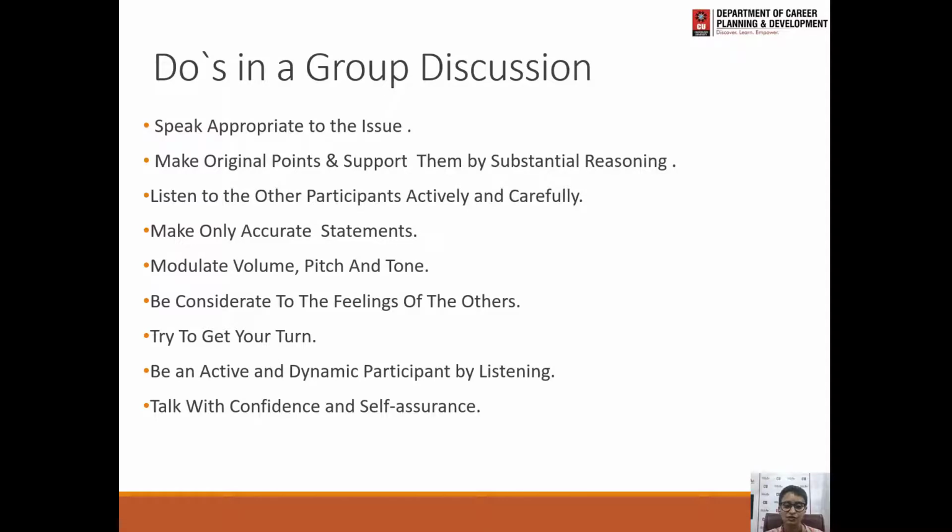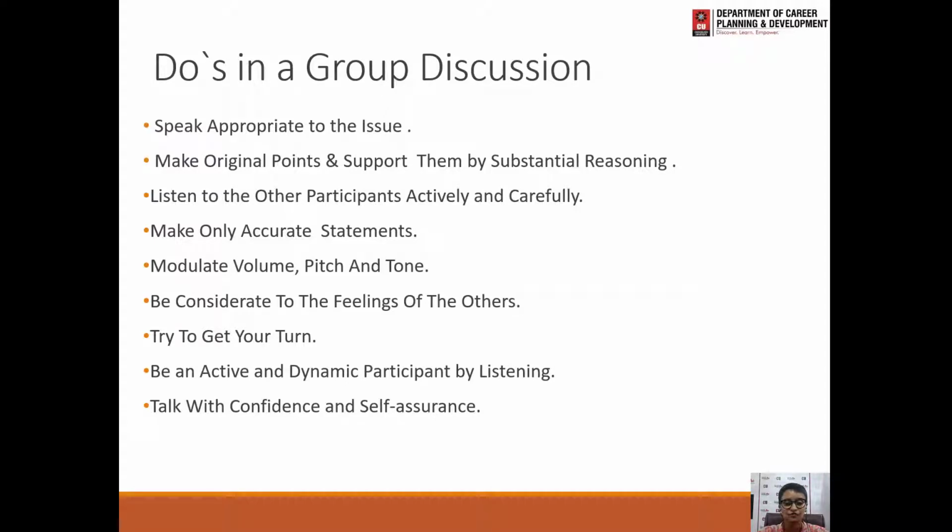But remember, students, here you need to use your effective analytical skills, your active and attentive skills, so that you can say, excuse me, I would like to share my idea or my opinion related to the topic. May I? In this way, you need to ensure that you make your turn and make your entry. Be an active and dynamic participant by listening. As I have already shared with you, active listening plays an important role. Yes, the most important thing, confidence. And when we talk about confidence, confidence should not only reflect in your voice.